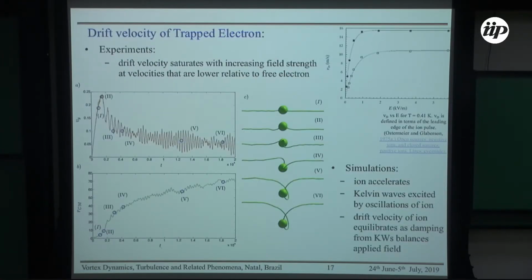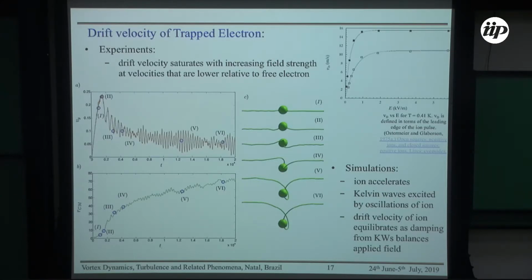Okay. Now, one of the things that's been observed experimentally is that as you increase the electric field, the drift velocity increases, but then it reaches some point where it saturates, and it has different values depending on whether you're using positive or negative ions. And in our simulations, we observe that as the velocity of the ion increases, it then begins to decay and approaches some kind of plateau. And that seems to be associated with the strong emission, or excitation, of Kelvin waves, which acts as a channel for dissipating energy from the system.